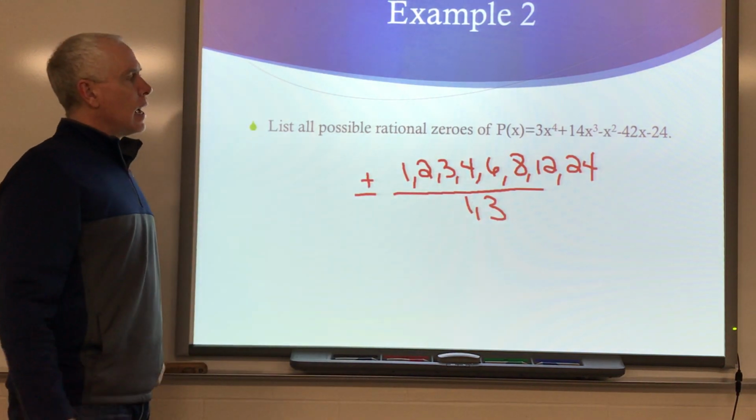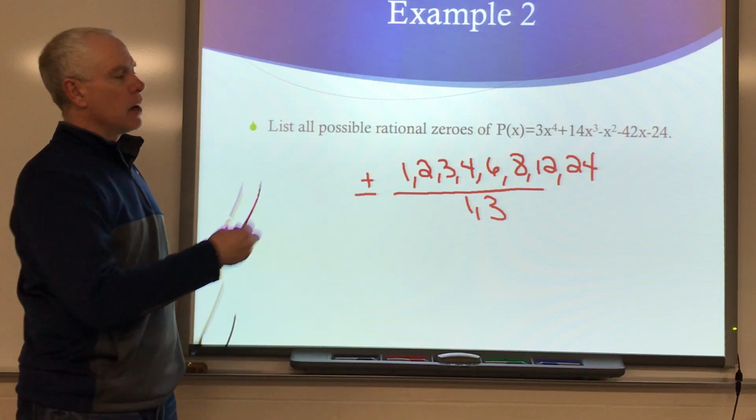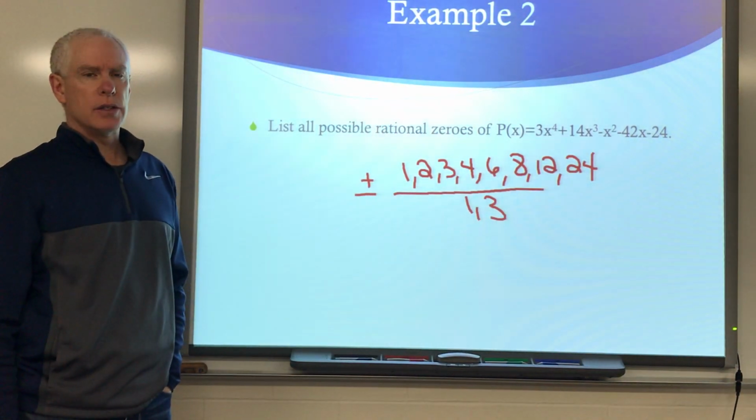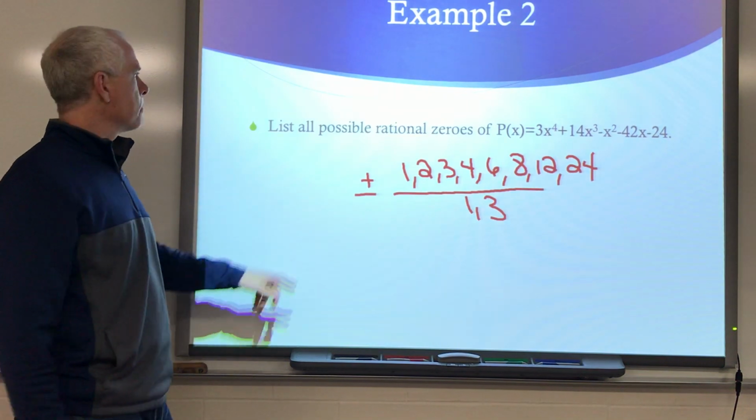And so as you're looking at your graph and you're thinking of values to try, I would start with the rational ones because they're a lot easier to check. Okay?